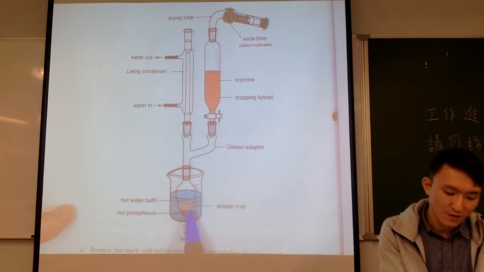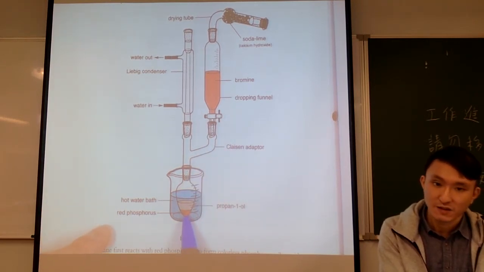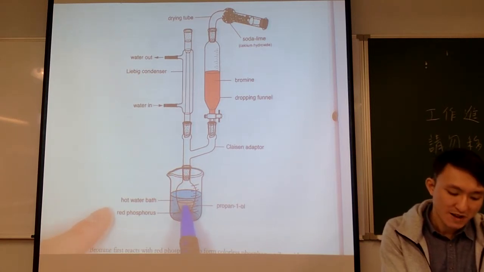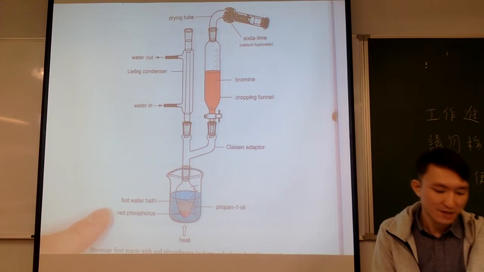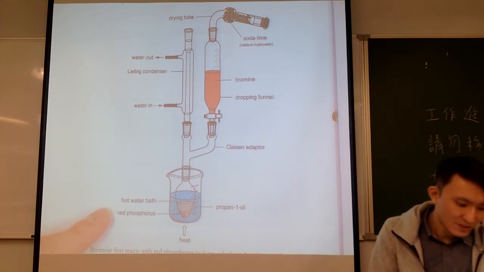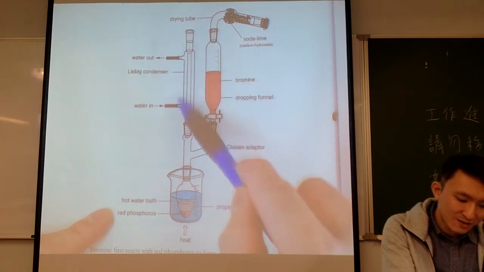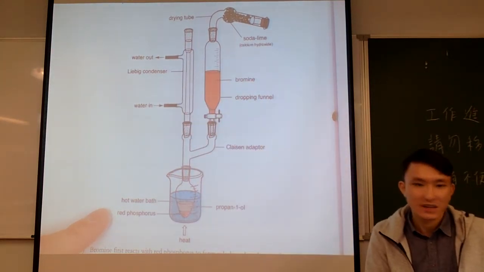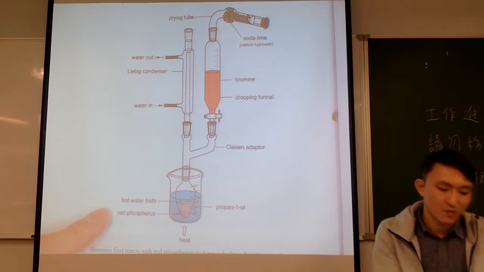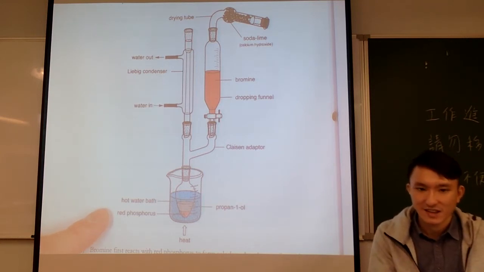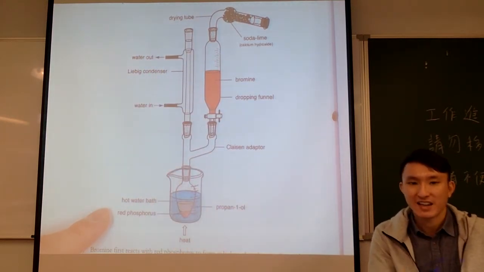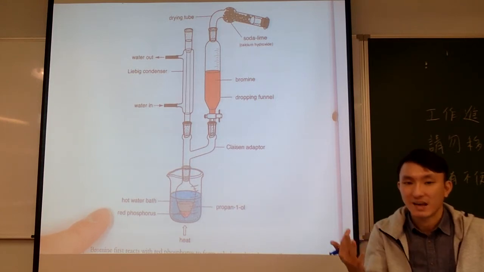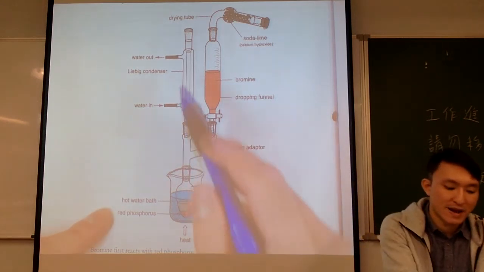So the bromine will first react with the red phosphorus, forming the phosphorus tribromide, and then immediately the phosphorus tribromide reacts with the propanol, forming 1-bromopropane. Okay, so this is the idea. The reason why we prepare the distillation, or we call it heat under reflux, is that first of all, the reaction requires heating, and we don't want any product to escape from the container. That's why we need to prepare the condenser.